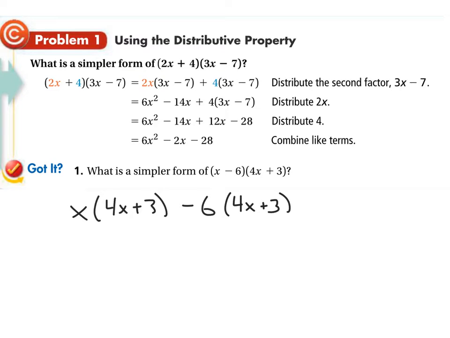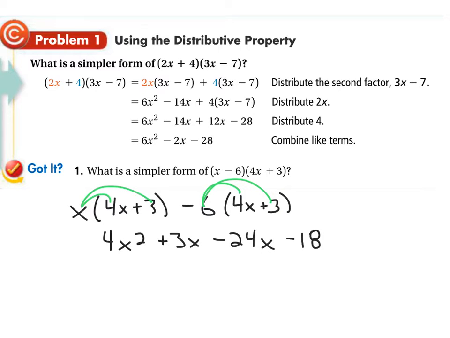So when you do the distributive property here, we do 4 times 4x, and we get 4x squared. Okay, and we'll just do that times that, right? Then we're going to do that times that, x times 3, 3x. Okay, now we're going to go to the second one. Negative 6 times 4x is negative 24x. And we're going to do this negative 6 times this positive 3, and we get negative 18.